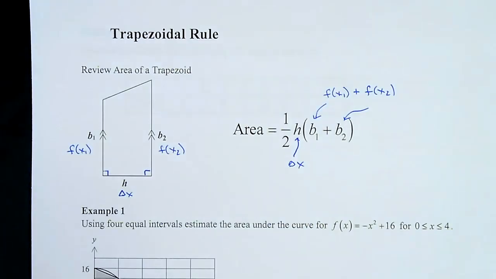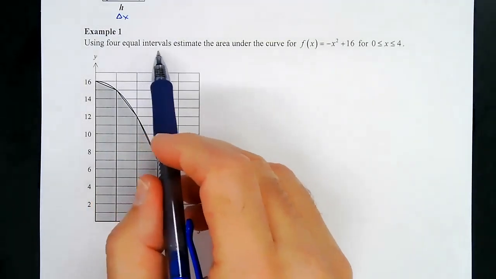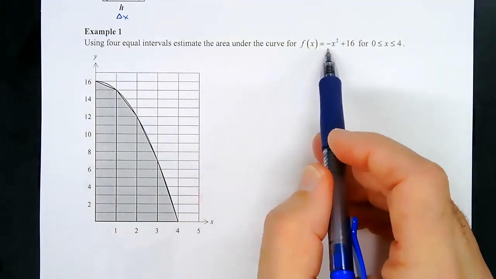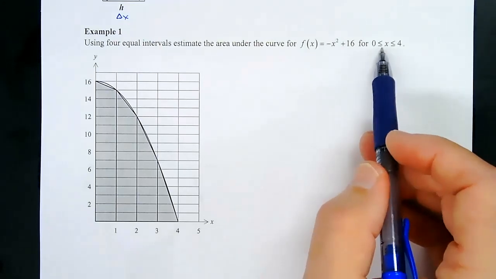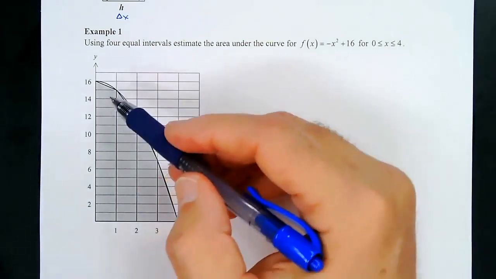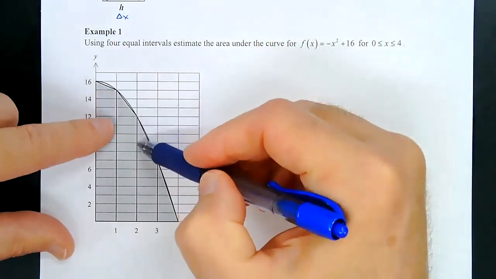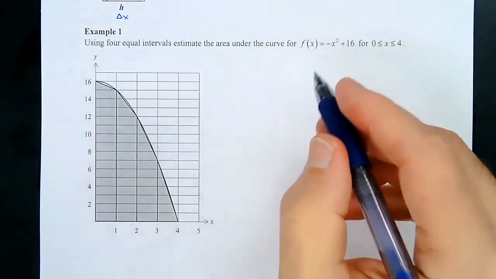All right, so let's do our first problem. We're going to use 4 equal intervals. We're going to estimate the area under the curve for f of x is equal to negative x squared plus 16 for 0 less than or equal to x less than or equal to 4. So we're going to do this between 0 and 4. And here you can actually see one of the trapezoids right here. And then here's a second one, and here's a third one, and here's the fourth one, okay?